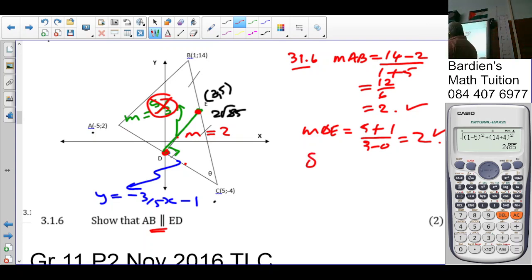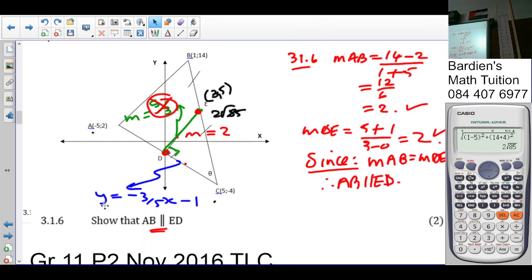Right, so since the gradient of AB is equal to the gradient of DE, which is equal to 2, therefore AB is parallel to ED.